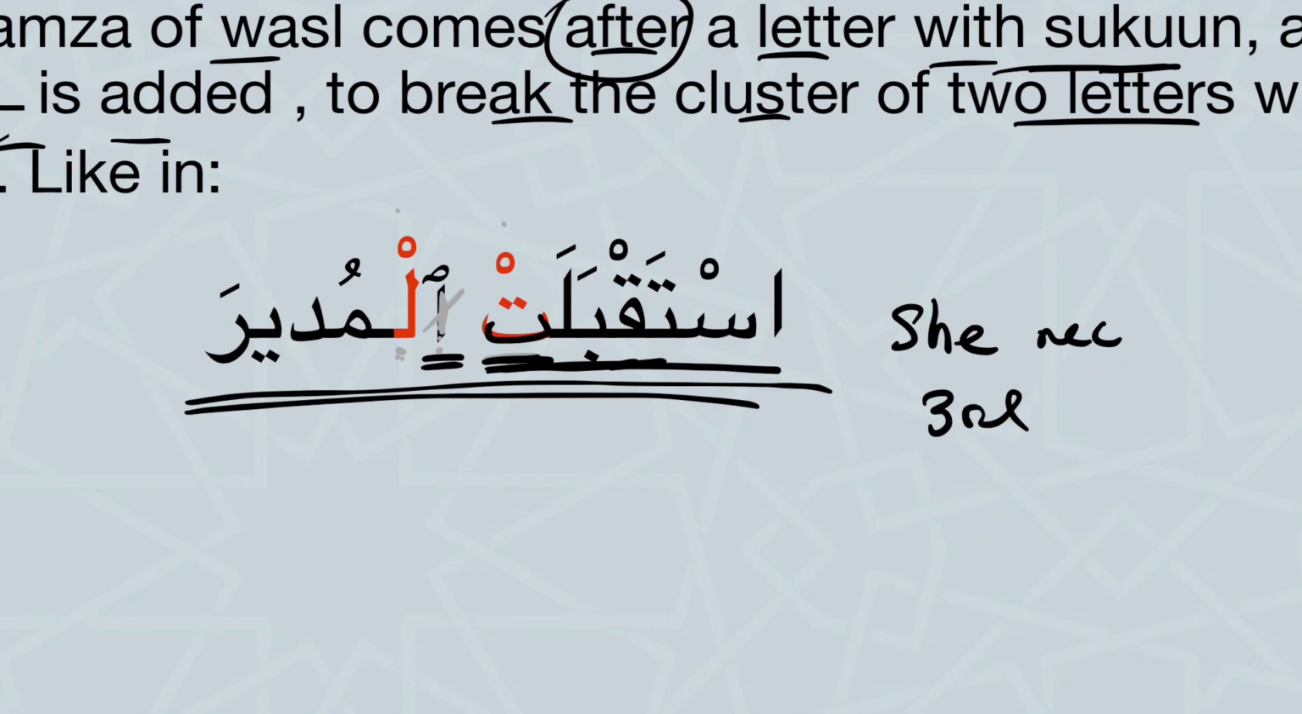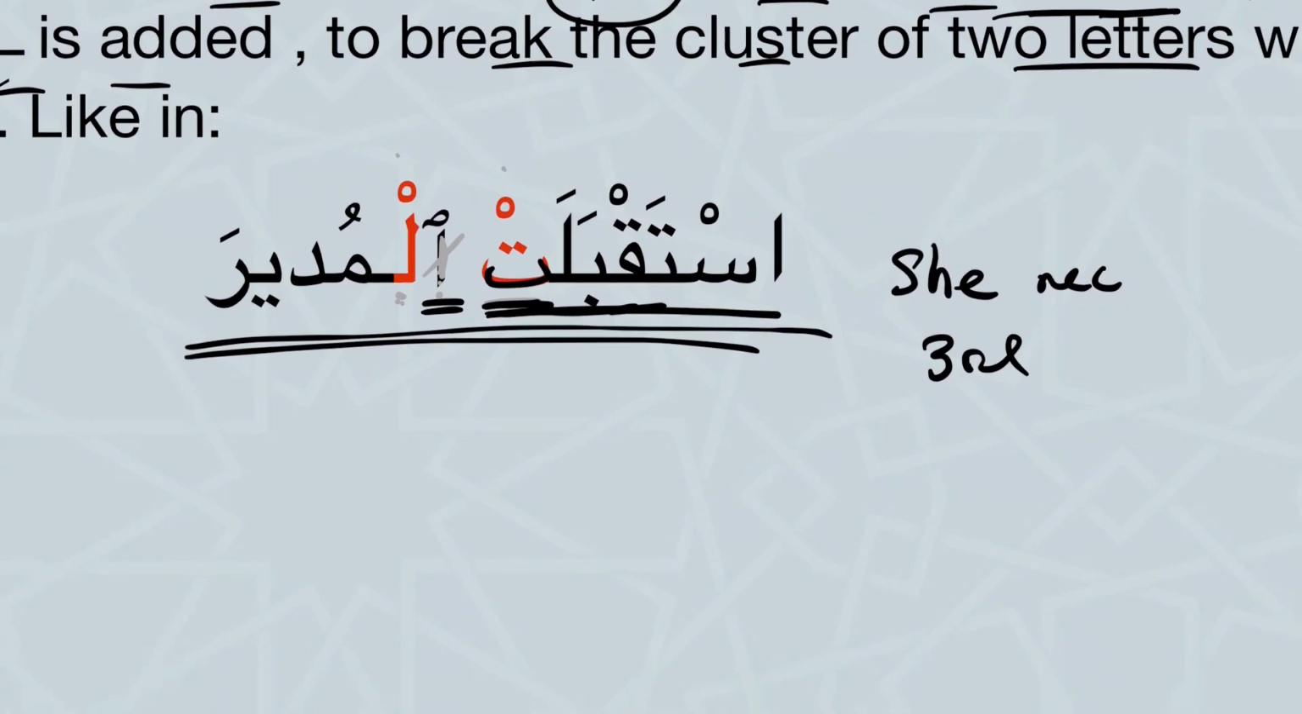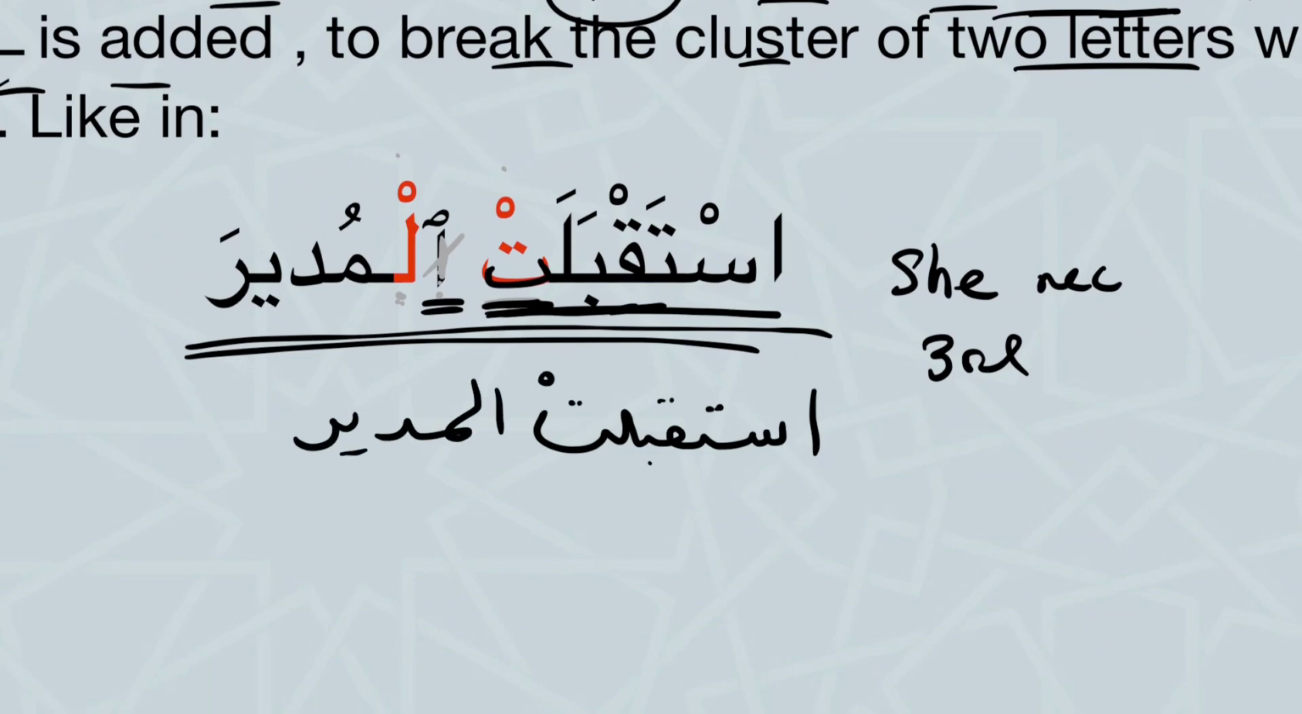Did I lose you, or are you still with me? So what I would do is write it again: استقبلت ال, and this is my wasla. So instead of the sukun here, I would put a helping vowel, which is kasra. So I would pronounce it as استقبلت المدير. So I gave this helping vowel to help me pronounce the lam of al-mudir.